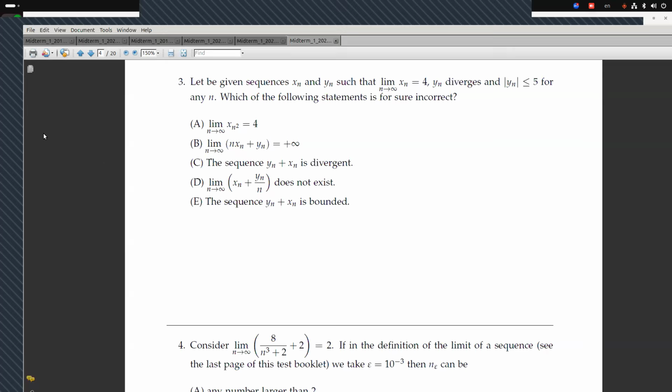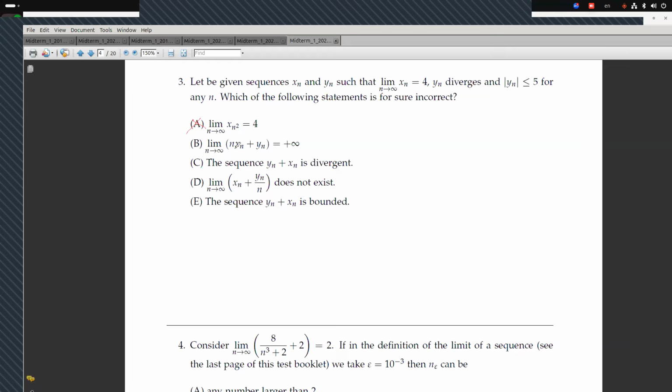Is A correct? Yes. Why is it true? Because the limit is 4, and all the numbers need to be close to 4. Xn squared is a subsequence of xn. If a sequence tends to 4, all subsequences also tend to 4. In particular, xn squared also tends to 4.